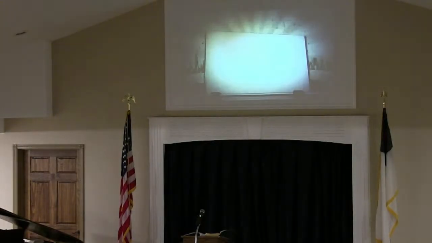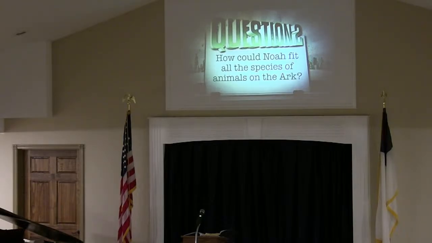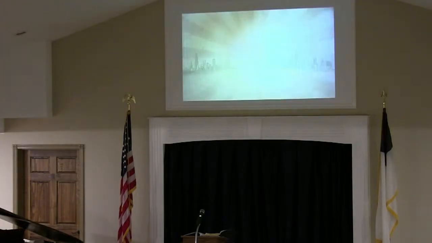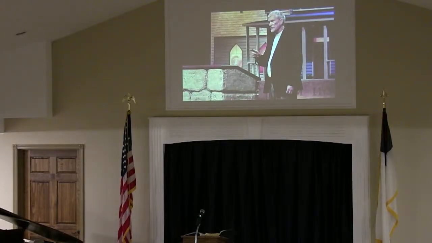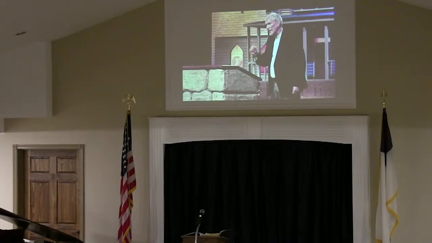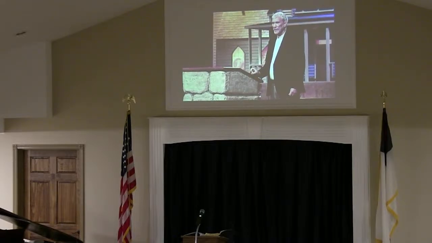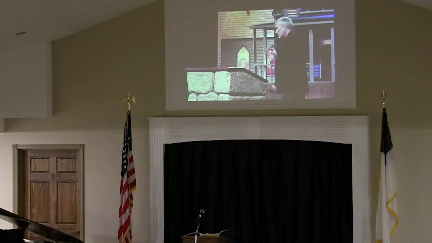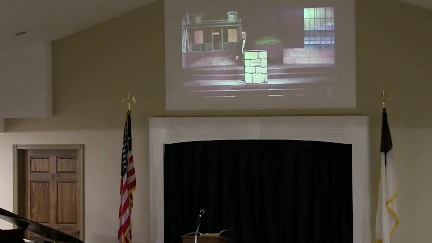Well, another question I'm often asked: how could Noah fit all the species of animals on the ark? Actually, the Bible doesn't say Noah took all the species of animals on the ark. The Bible, first of all, tells us that Noah was to take the land-dwelling, air-breathing animals on the ark, not all the animals on earth, just the land animals. And secondly, it doesn't use the word species. Can anyone tell me what word it uses?